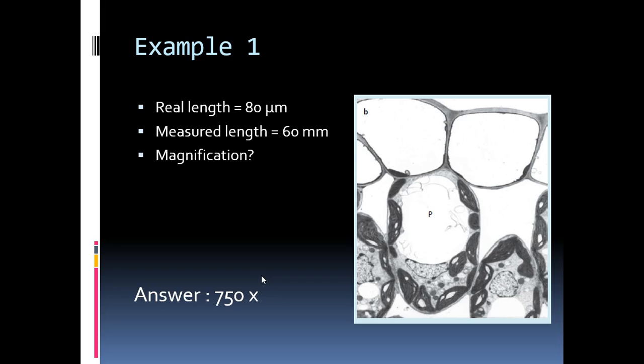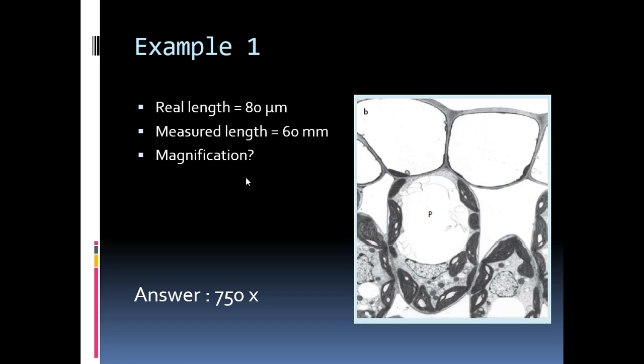It is given to you that the real length of the diagram is 80 micrometer. Measured length is 60 millimeter. And you are asked to find out the magnification of the drawing. And I think this is quite easy. You need to go back to the formula. Formula of the magnification is the size of image divided by the actual size of the specimen, right? And the size of image here is 60 mm, and the actual size of the image is 80 micrometer, right? So you need to standardize the unit first, right?